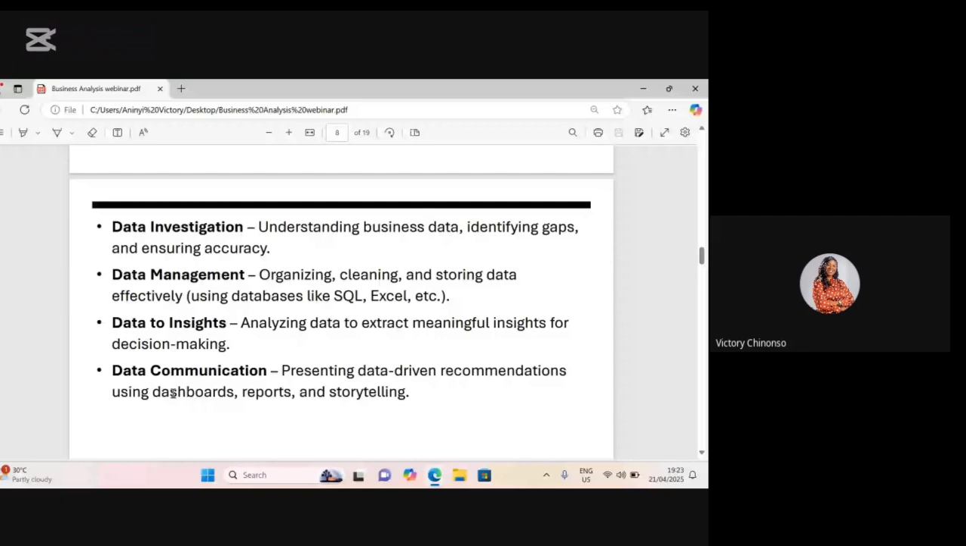So that's what now, the next one is, you've analyzed your data, you've gotten insight.